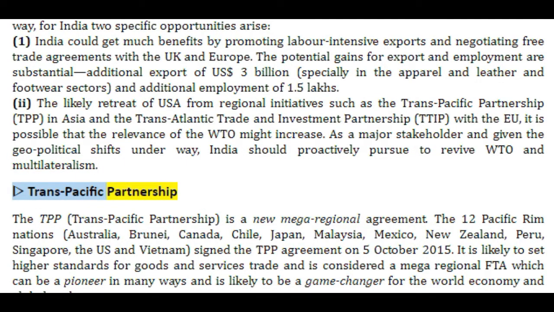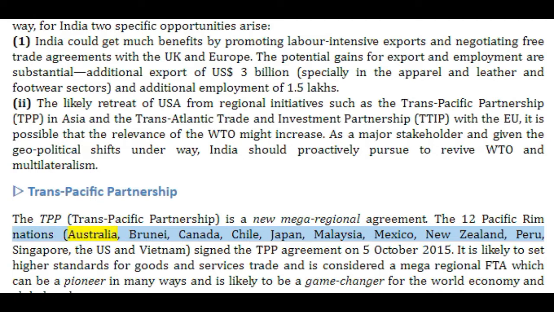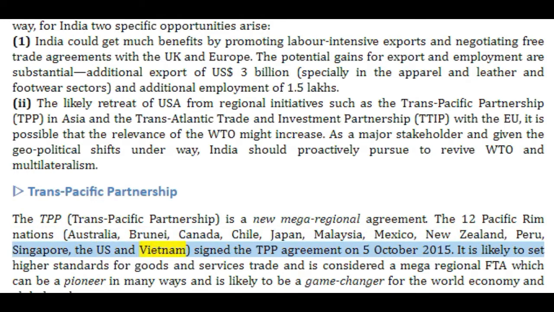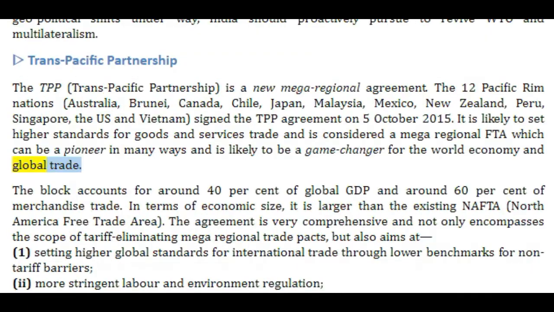Trans-Pacific Partnership. The TPP, Trans-Pacific Partnership, is a new mega-regional agreement. The 12 Pacific Rim nations, Australia, Brunei, Canada, Chile, Japan, Malaysia, Mexico, New Zealand, Peru, Singapore, the US and Vietnam, signed the TPP agreement on 5 October 2015. It is likely to set higher standards for goods and services trade and is considered a mega-regional FTA which can be a pioneer in many ways and is likely to be a game-changer for the world economy and global trade.